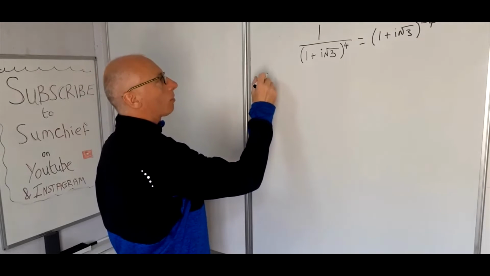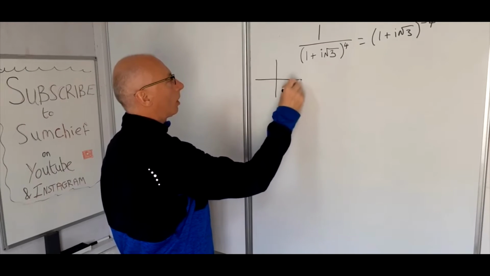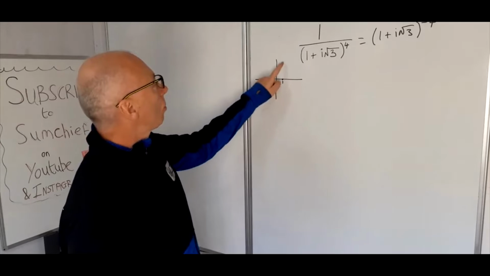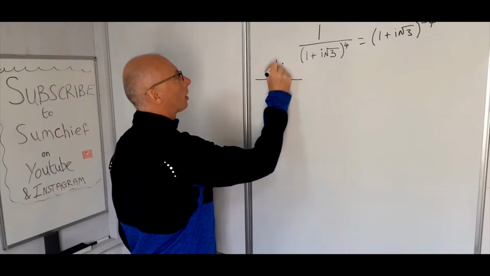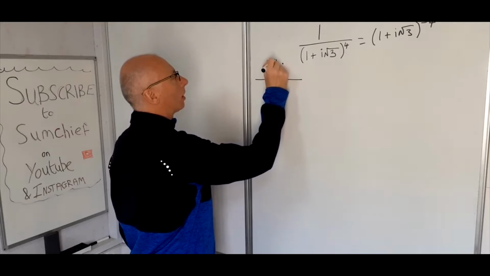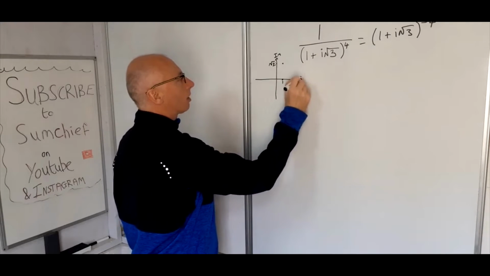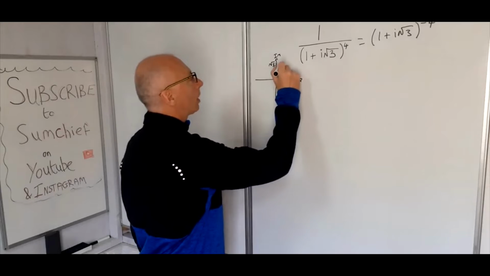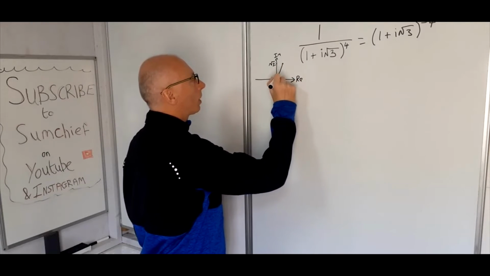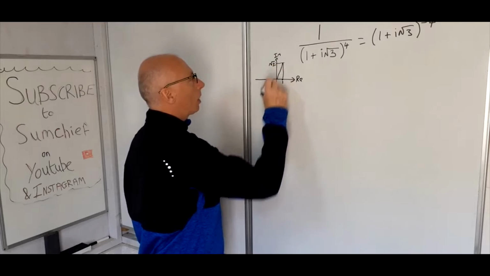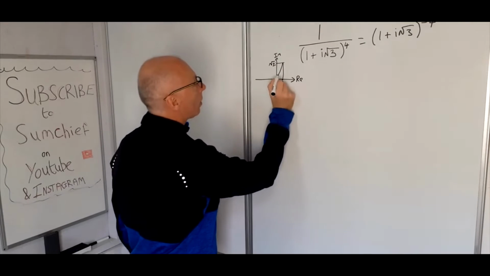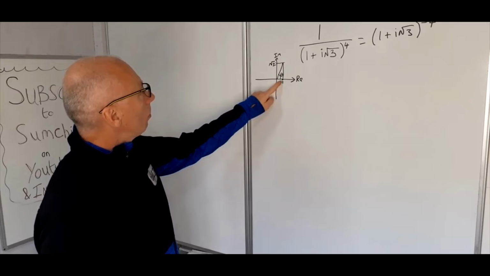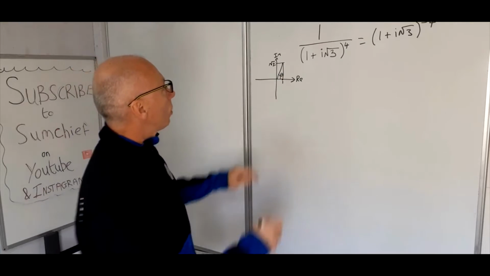So 1 plus i root 3, let's draw this on the graph. 1 is going to be here somewhere, so that's 1. And then i root 3 is going to be up here somewhere, so square root of 3 is going to be up there. That's our imaginary axis, and this is our real axis. What we're interested in now is the modulus of this and the argument of this. So what we need to work out is the length of this line and this angle here. This line here is 1 and this one here is root 3.